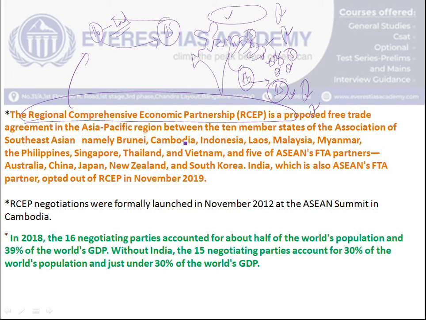Its objective is to promote better free trade agreements in the Asia Pacific region only. If you see, friends, on the world scale, these 16 member countries accounted for around half of the world's population, but now only 15 countries are there, as we have discussed, and it even contributes 30% of the world's GDP.